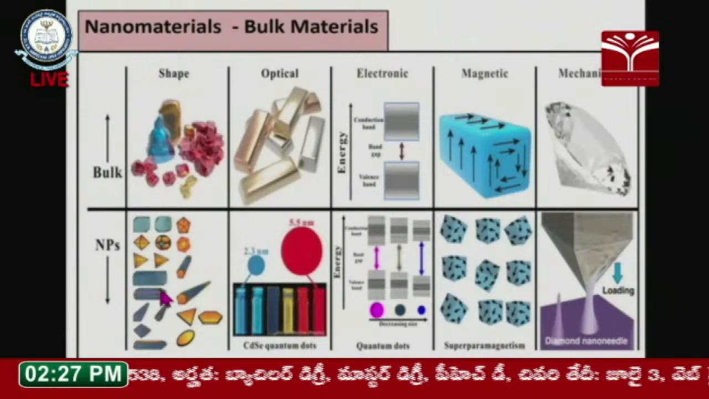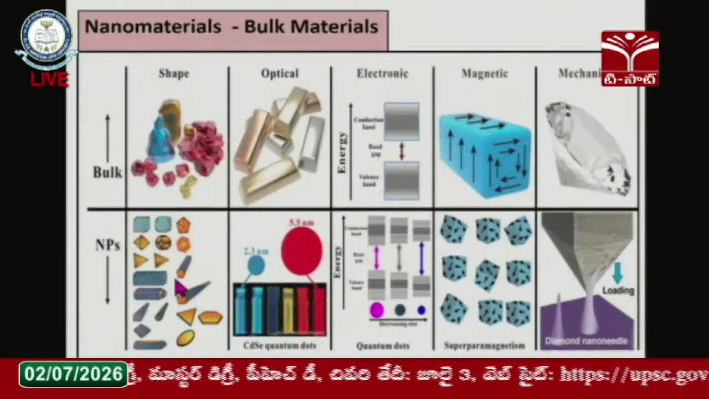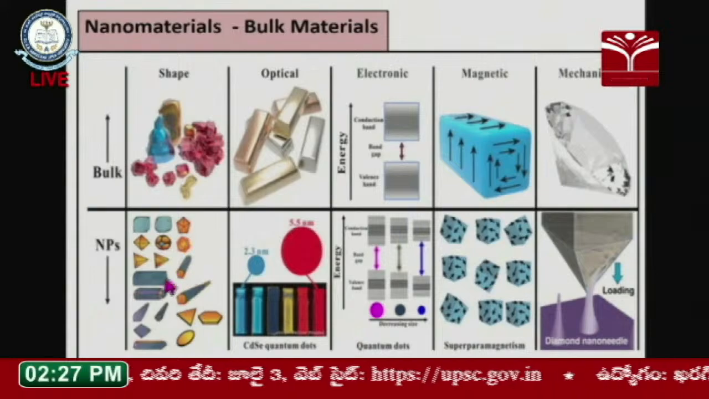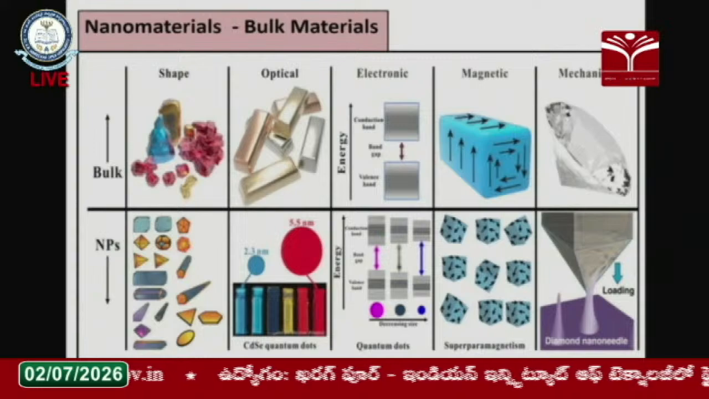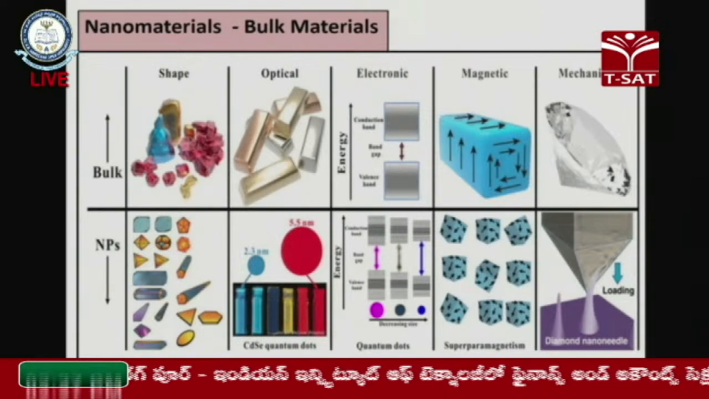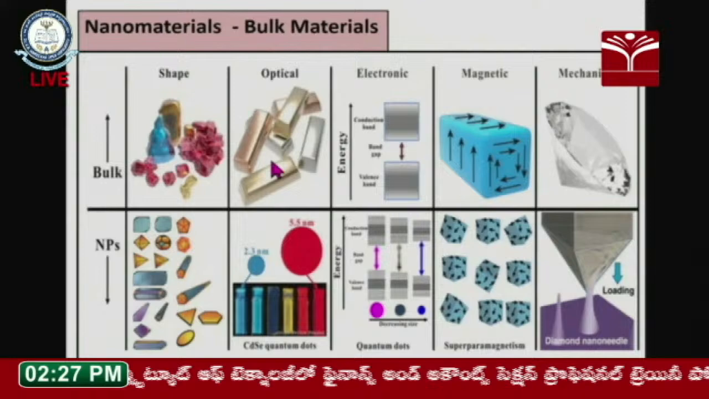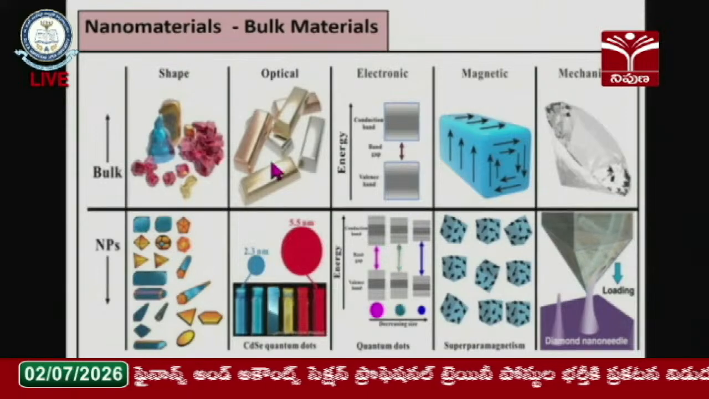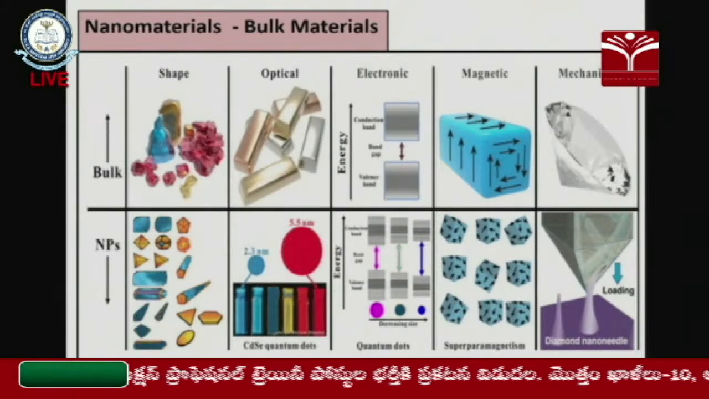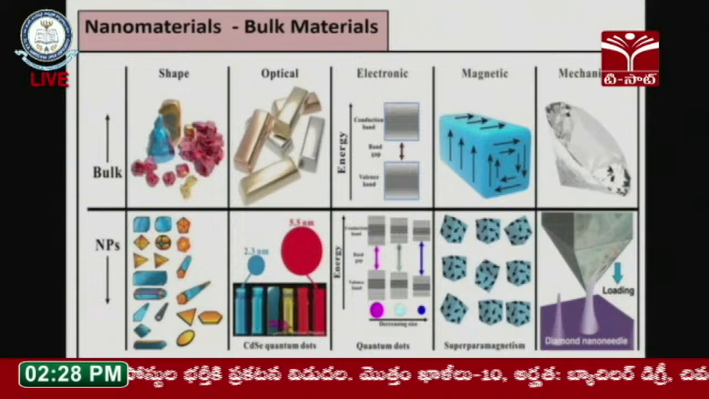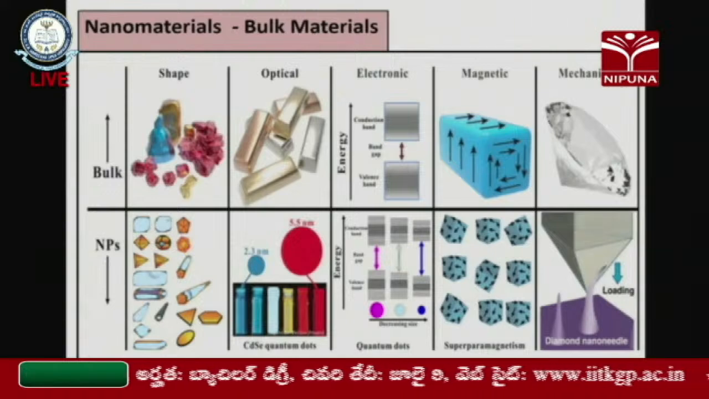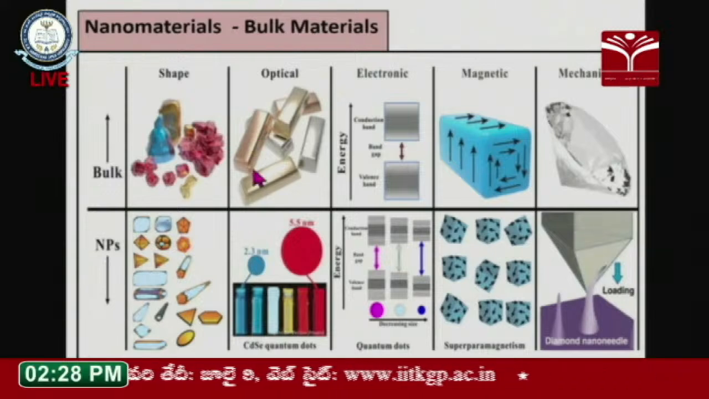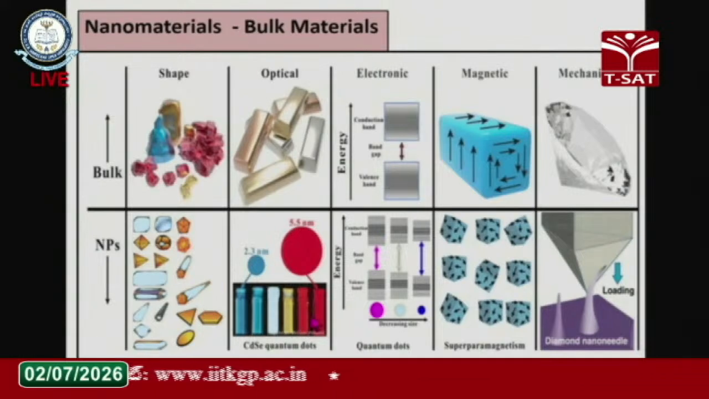Nanoparticles can be quantum dots, rods, cones, spheres, octahedrons; all those shapes they will have. Coming to the optical property, in bulk, light cannot pass through the material, whereas at the nanoscale they become transparent. I think ladies will not buy gold and silver if they look at the nanoscale, because when they come to the nanoscale, they do not appear the same as in bulk material.